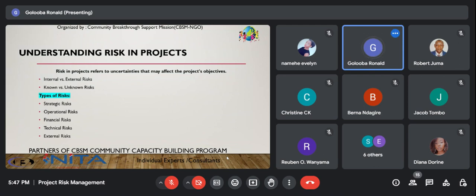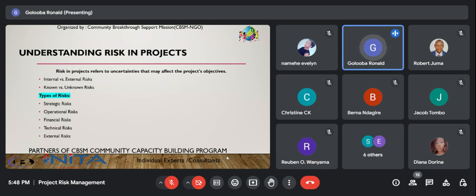Then we have operational risks, and these arise from the day-to-day project activities and processes. Some of the common operational risks in projects are mainly to do with logistics and procurement, and those should be identified and taken care of during the project planning process. Then we have financial risks, and these involve budgetary constraints, funding availability, and cost overruns. We have technical risks, and these stem from technology limitations, complexity, or dependencies.